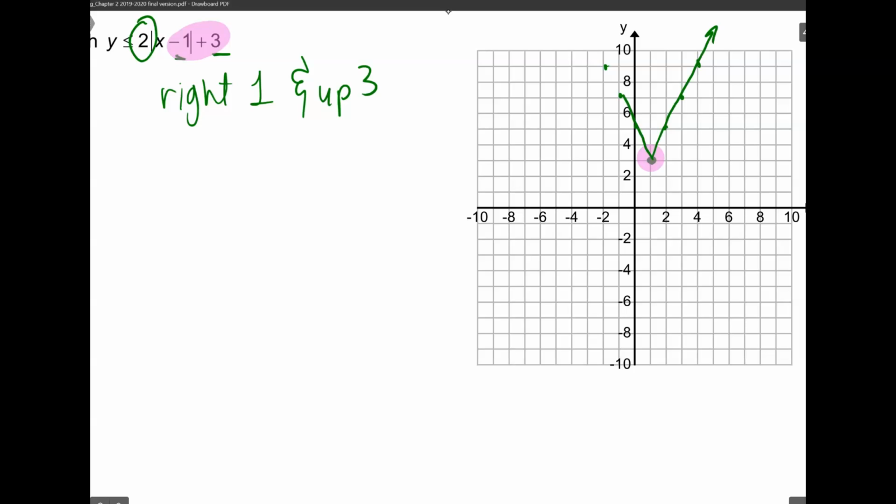If it was negative, it just would be flipped, and then the slope would still be over 1, up 2. All right, so I had a solid line because it was an or equal to, and then I just have to pick one point and decide which half to shade. You just have to make sure it's not on the line you choose. So I'm gonna pick 0, 0. I'll go ahead and plug this in.